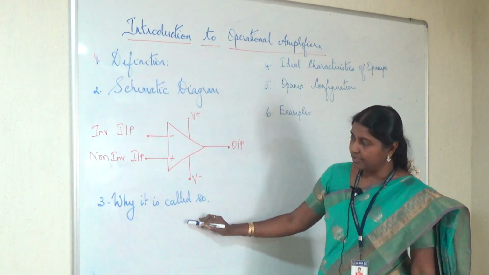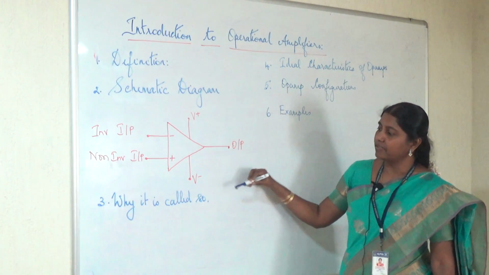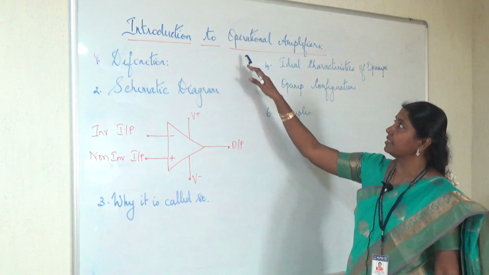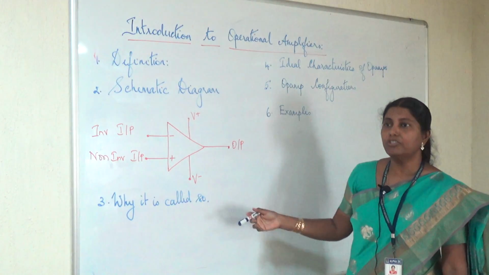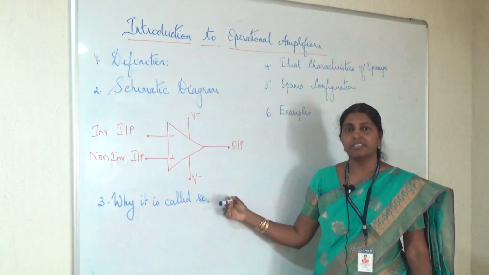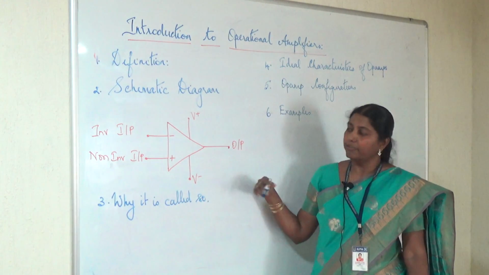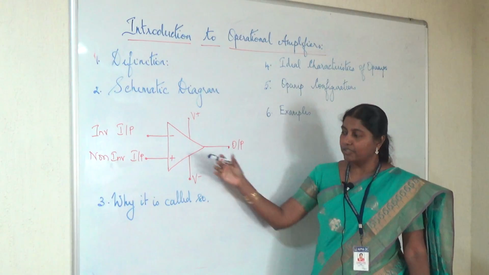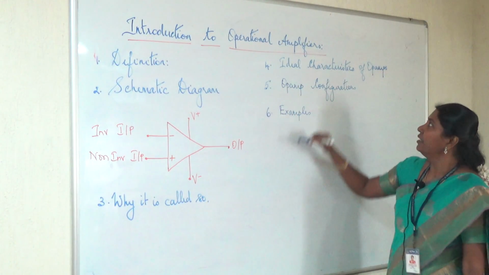Now we go in for the third point that is to be discussed, and that is why an op-amp is called so. An op-amp is an operational amplifier. Why do we call it so? It is used to perform a number of mathematical operations like addition, subtraction, multiplication, division, integration, filtering, etc. That is the reason why we call it an operational amplifier.